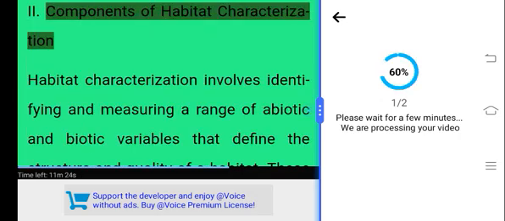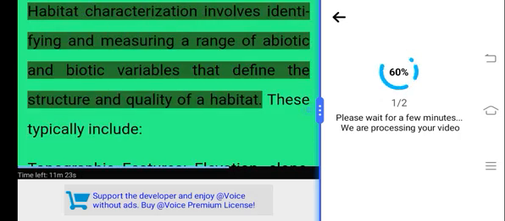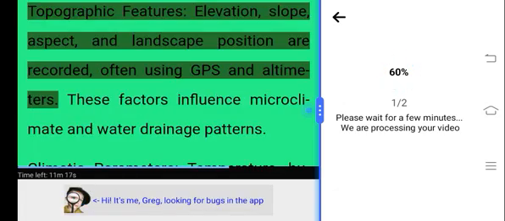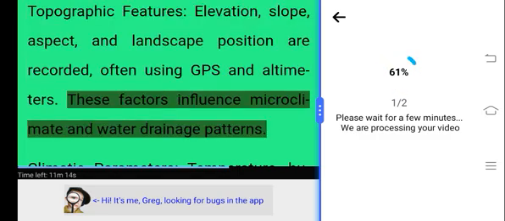2. Components of habitat characterization. Habitat characterization involves identifying and measuring a range of abiotic and biotic variables that define the structure and quality of a habitat. Topographic features: elevation, slope, aspect, and landscape position are recorded, often using GPS and altimeters. These factors influence microclimate and water drainage patterns.